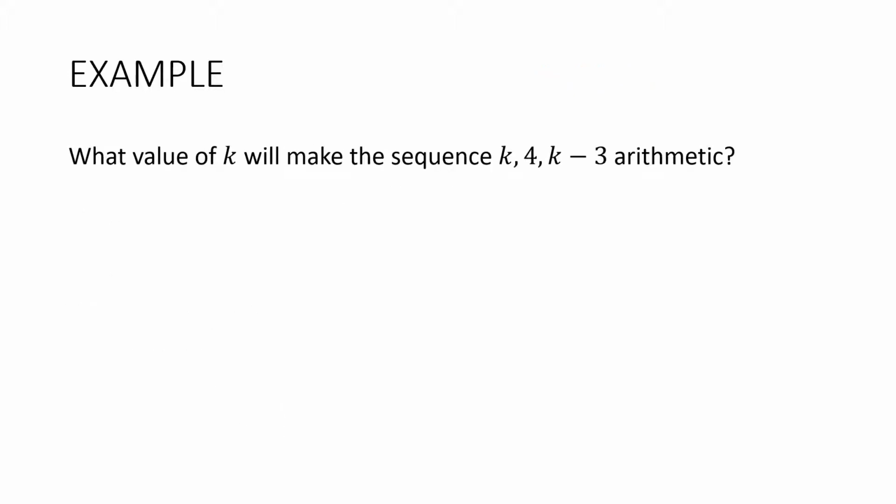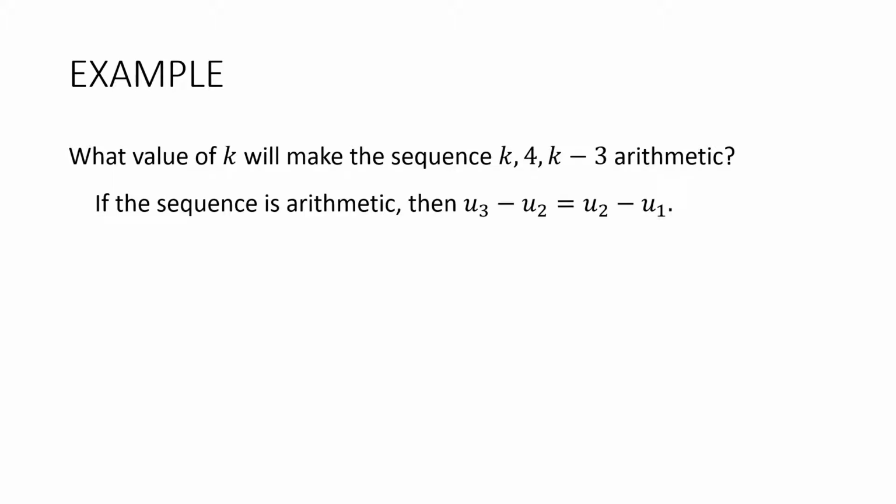Here's another example. What value of k will make the sequence k, 4, k minus 3 arithmetic? I'm going to use a similar technique to the one we did on the previous slide, where we were trying to show that the sequence was arithmetic. We found the difference in the pairs of terms. In this case, we're going to say if this minus this equals this minus this, then the sequence must be arithmetic. So I'm going to do k minus 3 minus 4 equals 4 minus k.